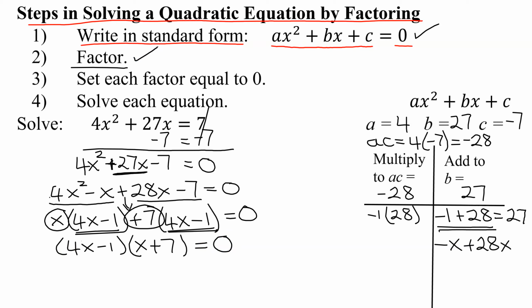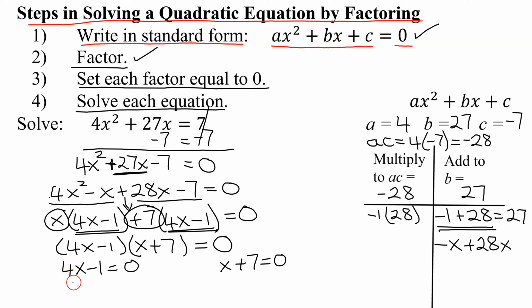So I have my two factors equaling 0. So I factored it. Now we set each factor equal to 0. So I have 4x minus 1 equals 0 and x plus 7 equals 0. So now last thing, solve each equation. So I'm going to add 1 to both sides. So I get 4x equals positive 1. Divide both sides by 4. I get x equals 1/4. That is my first solution.